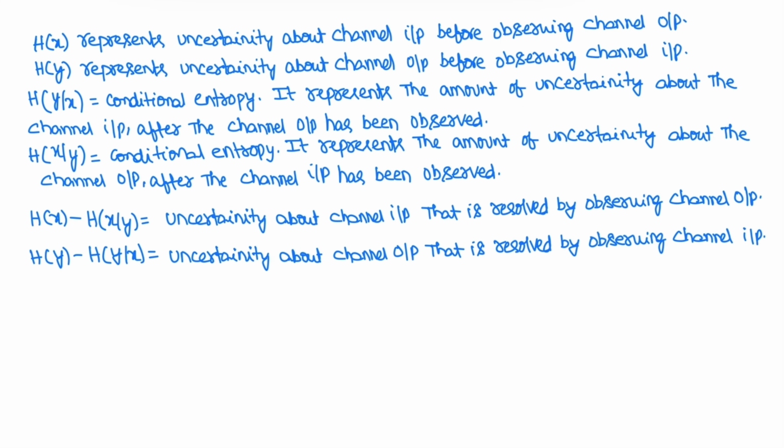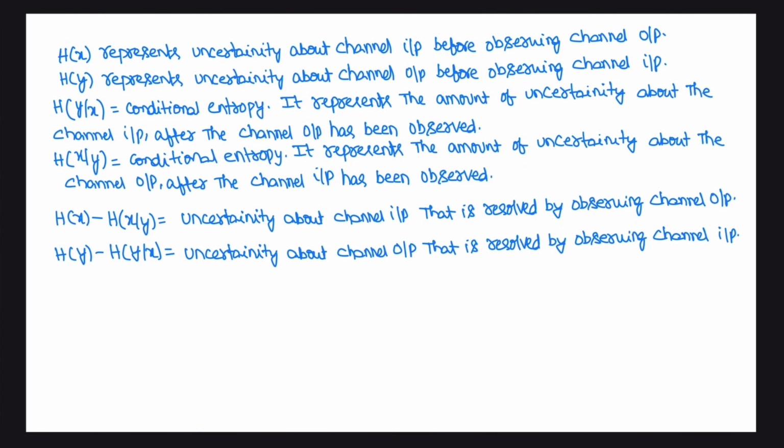H of x represents uncertainty about the channel input before observing the channel output. H of y represents uncertainty about the channel output before observing the channel input. H of y by x and H of x by y are conditional entropies. They represent the amount of uncertainty about the channel input after the channel output has been observed.